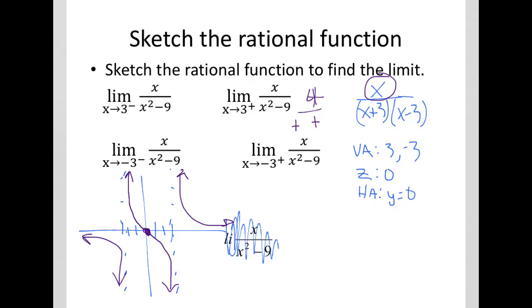The limit as x approaches 3 from the left is negative infinity. The limit as x approaches 3 from the right is positive infinity. The limit as x approaches negative 3 from the left is negative infinity, and the limit as x approaches negative 3 from the right is positive infinity.